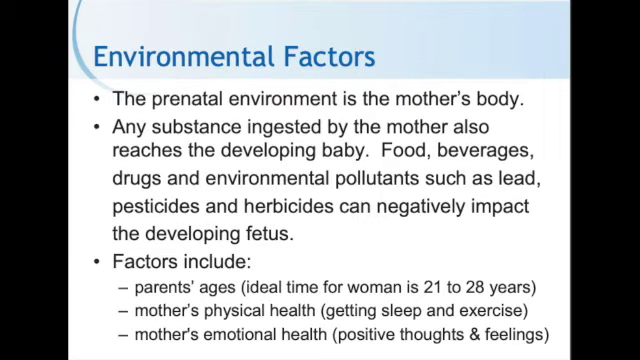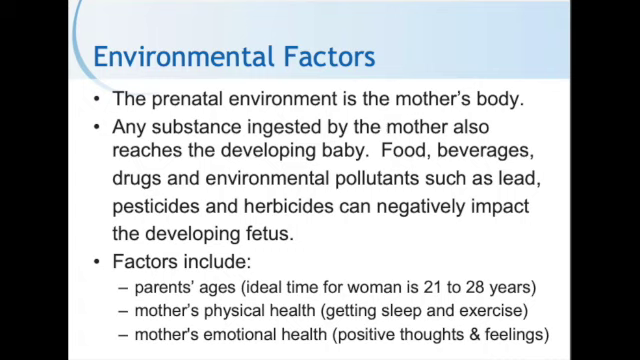Environmental factors are caused by a person's surroundings. The prenatal environment is the mother's body, which affects the baby. This means the substances a pregnant woman takes into her body also affect the developing baby. Environmental substances include foods, beverages, drugs, and environmental pollutants like lead, chemicals, pesticides, and herbicides. Each of these substances can negatively impact the developing fetus.